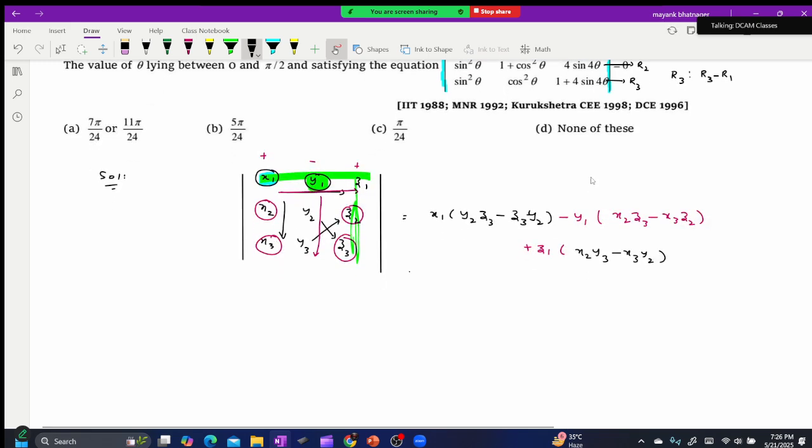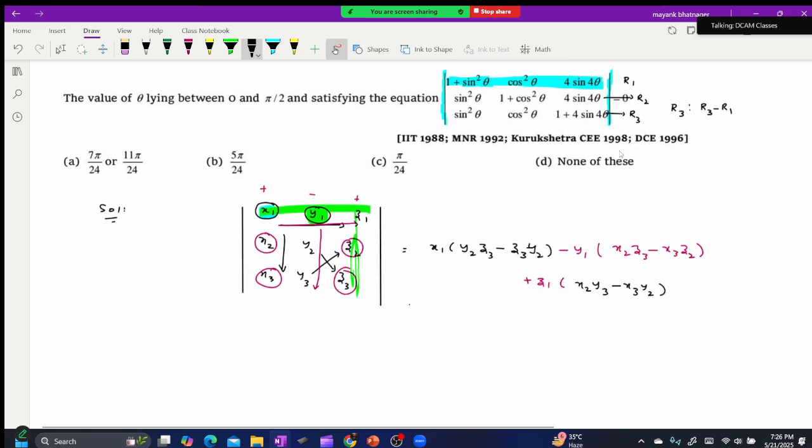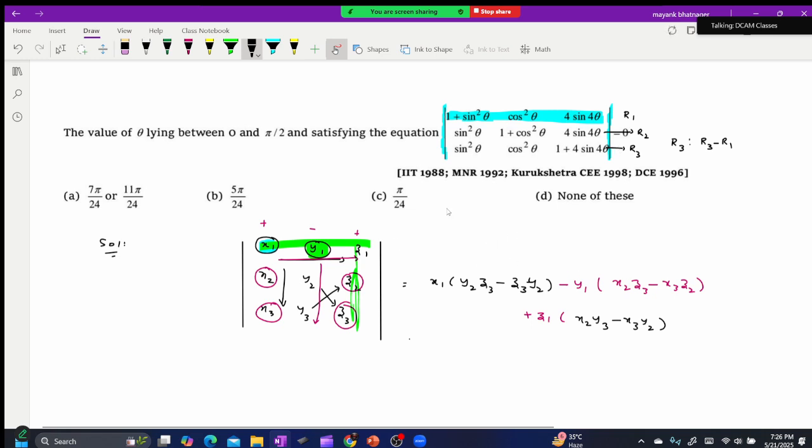You can take all the elements of row 1 and subtract them from the third row. Nothing will change. Like that you can do it for any rows. What I am trying to tell you is, see, this is our determinant, with 1 plus sine square theta. Let me do it with the first row, so it will be easier for you.